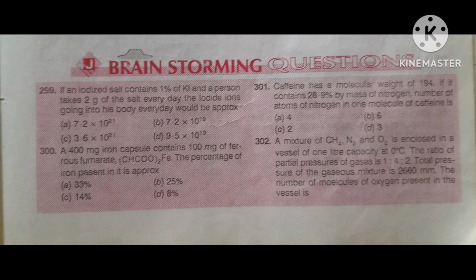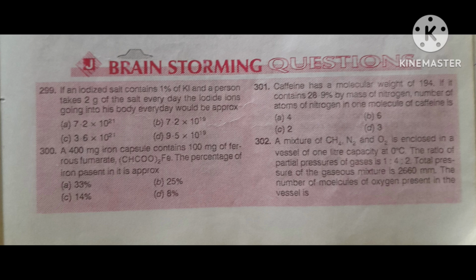Now 56 is the total mass of nitrogen. But you have to calculate the number of atoms. Nitrogen has atomic mass 14. Then 56 divided by 14, you will get 4. Means 4 atoms are there. Number of nitrogen atoms is 4. Hence, the correct option is the first option, 4. Okay.